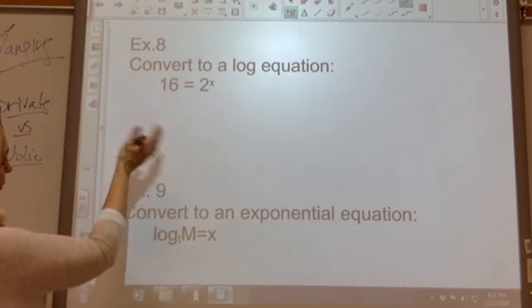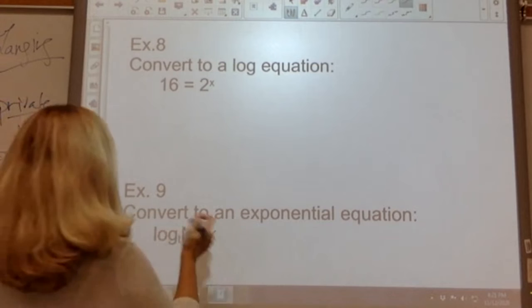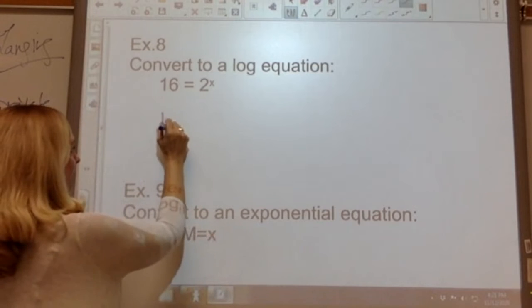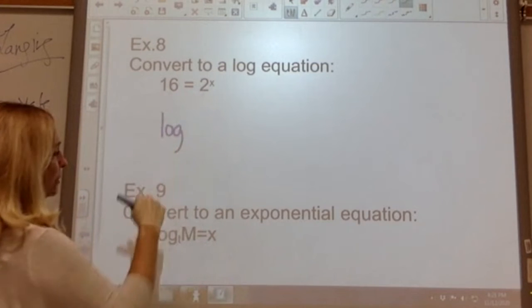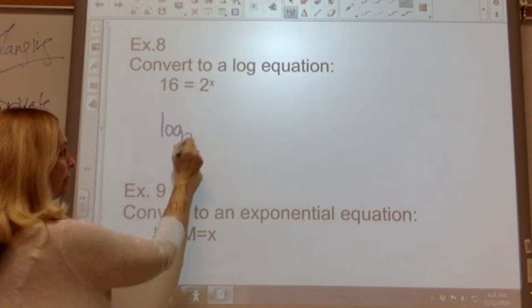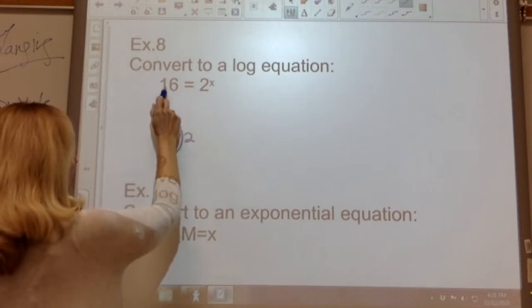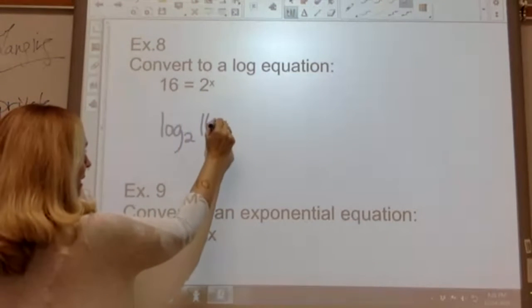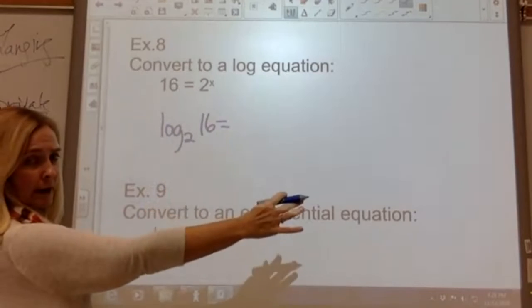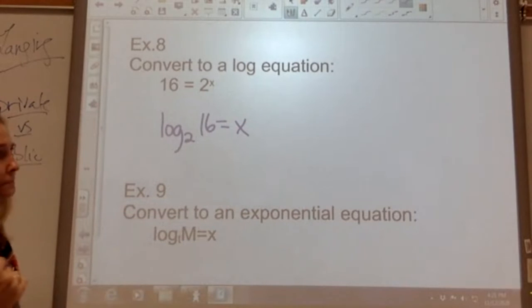Now, they want us to rewrite this as a log equation, which is really what we were doing a while ago. So we're going to write the word log. Switch around a little bit, but in this problem, the base is 2. So that becomes my subscript. So log base 2 of 16 equals, remember, a logarithm equals the power, and the exponent here is x. So that's what it would be.